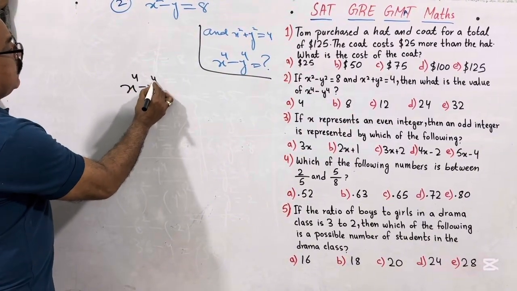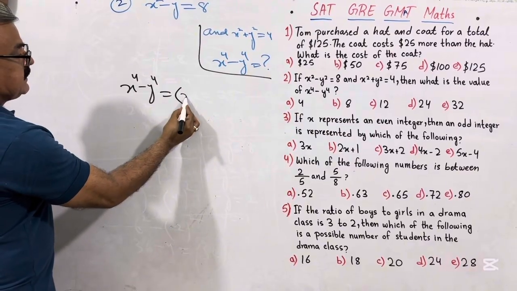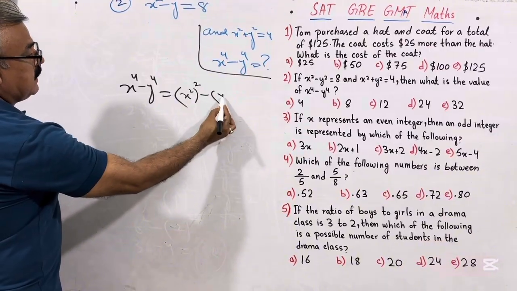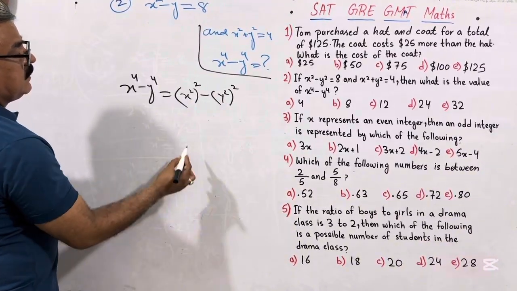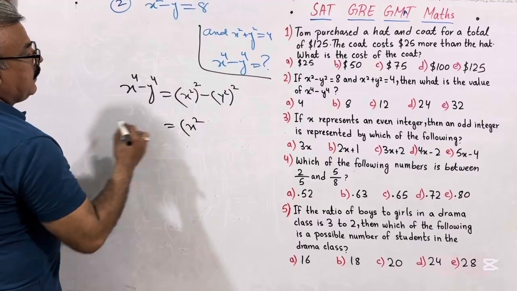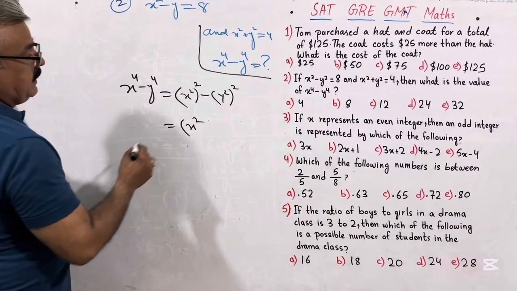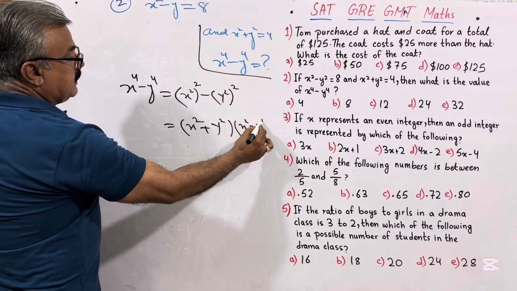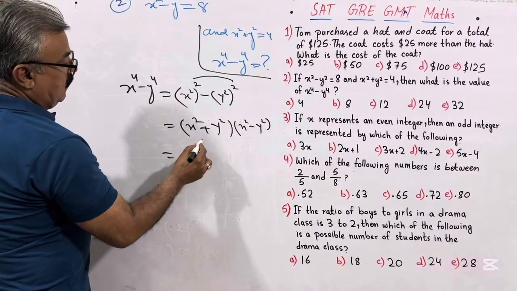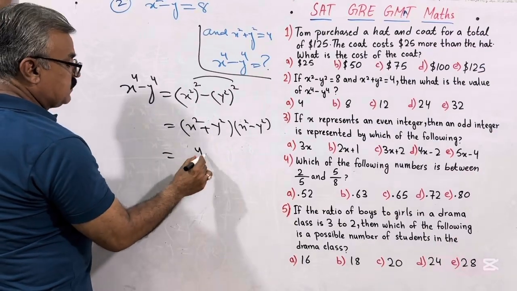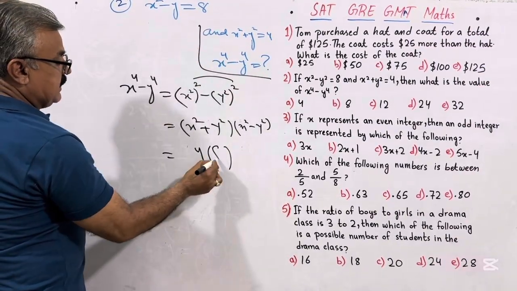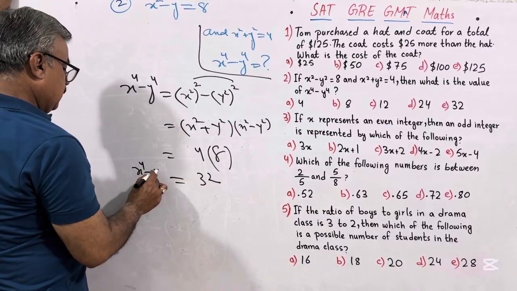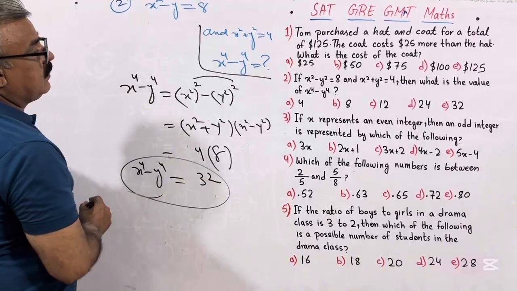x⁴ minus y⁴. If we factorize this expression, x⁴ can be written as (x²)² minus, similarly, y⁴ can be written as (y²)². Apply the technique of difference of two squares: one bracket having positive, the other having negative, and removing the square. Now we have the value of x² plus y², that's 4, and the value of x² minus y², that's 8. 4 times 8, that's our 32 in the blink of an eye, without wasting time.